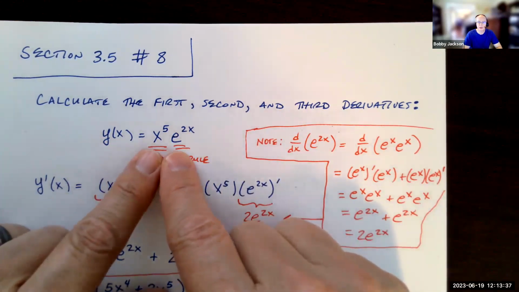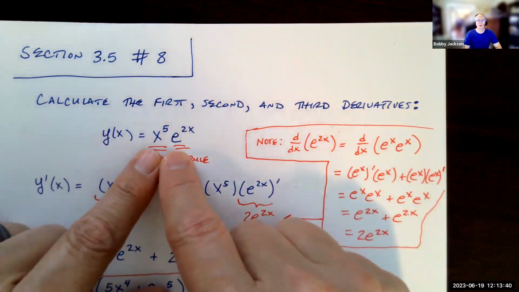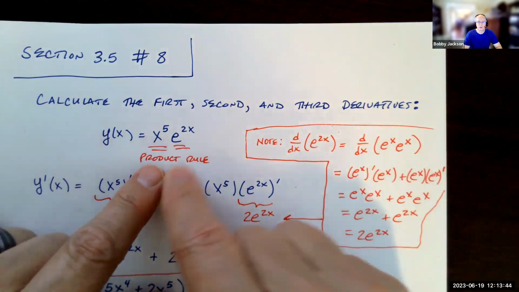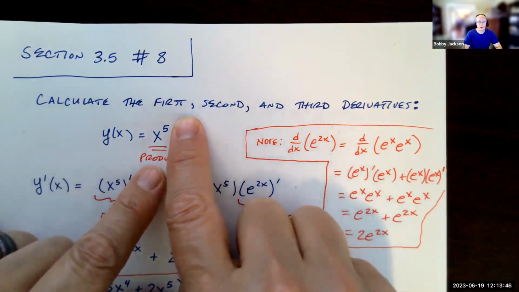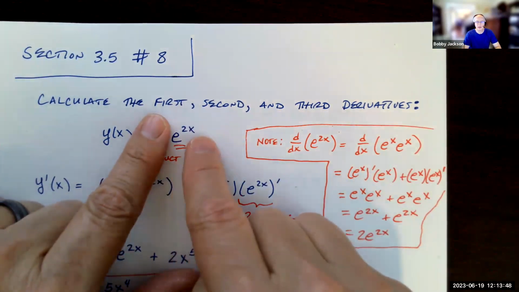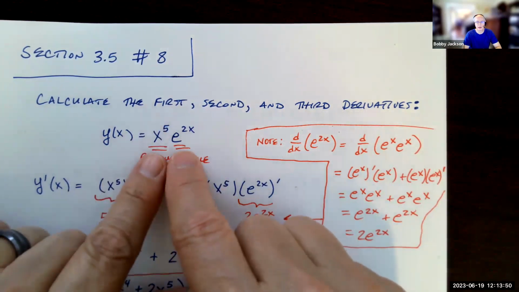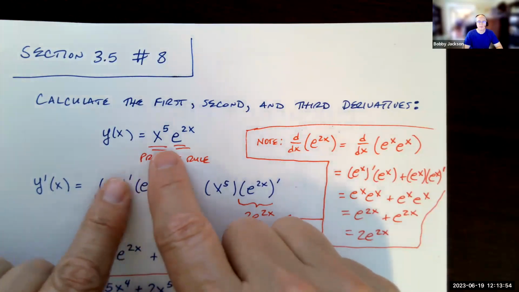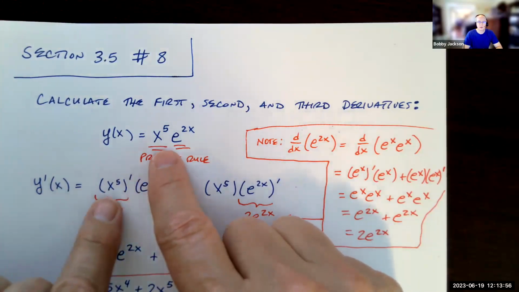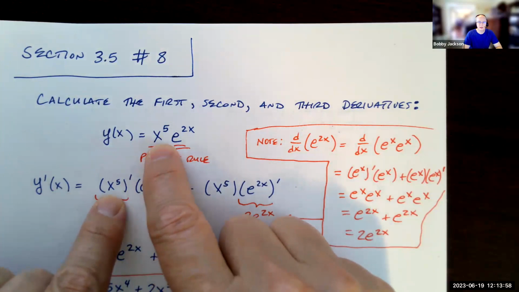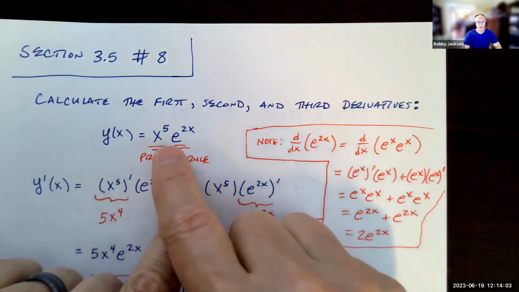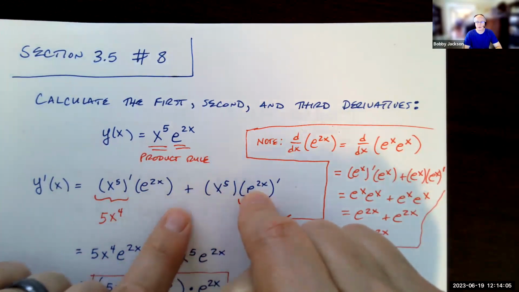e to the 2x. So immediately when I talk about taking the derivative of this, you should think I'm going to have to use the product rule, right? Because I have x to the fifth, that's one function of x, times e to the 2x power, which is another function of x. So the product rule, if you remember how that works, the first derivative would be take the derivative of x to the fifth times e to the 2x plus x to the fifth times the derivative of e to the 2x, right?